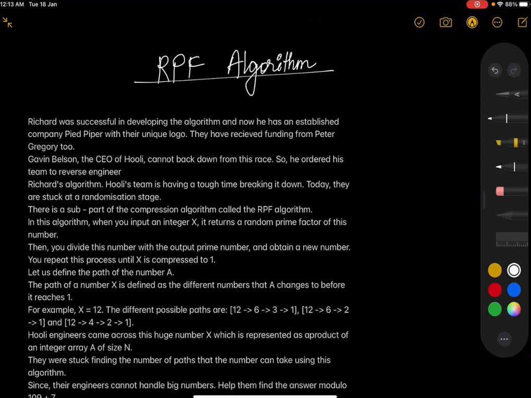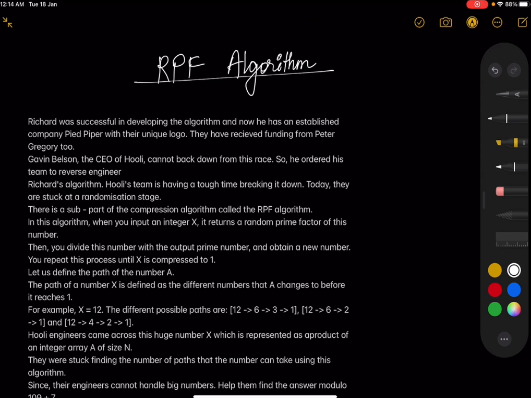So there is a sub part of the compression algorithm called RPF algorithm. Okay, so the name of the problem is also RPF algorithm. What this algorithm says is that when you input an integer x, it returns a random prime factor of this number. Then you divide this number by the output prime number and obtain a new number. You repeat this process until x is compressed to 1.